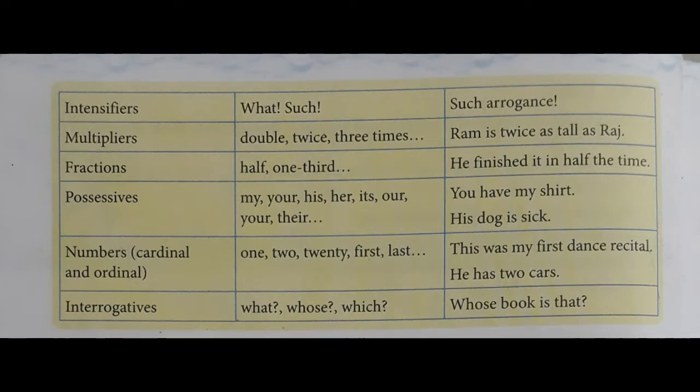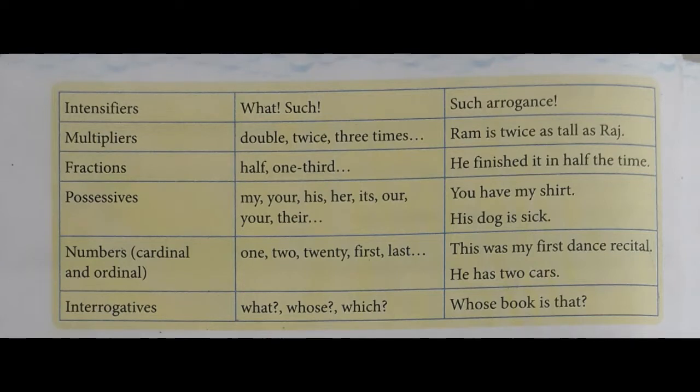Possessives, showing belongingness, words like my, your, his, her, its, our, your and their. You have my shirt, his dog is sick, are two examples of possessives showing belongingness. Numbers, that is cardinal and ordinal numbers, are also determiners, just like article is a determiner. Words like 1, 2, 20 are cardinal numbers. Words like first, last are examples of ordinal numbers. This was my first dance recital. He has two cars. So you see, the first one has an ordinal usage, whereas the second sentence has the cardinal usage.